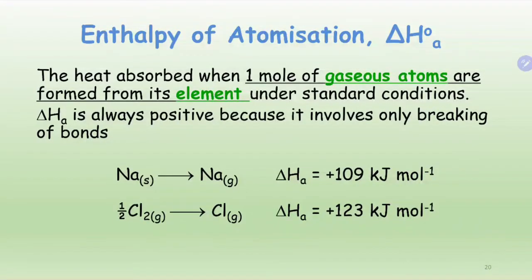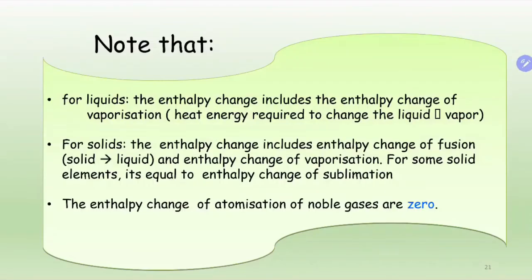Enthalpy of atomization. Enthalpy of atomization is the heat absorbed when 1 mole of gaseous atoms is formed from its element under standard condition. Delta HA, or enthalpy of atomization, is always positive because it involves breaking of bonds to free atoms from its molecule or lattice structure. Please note, enthalpy of atomization requires change in state, depending on the standard state of the element. What is important in this note is the enthalpy change of atomization of noble gases is 0 because noble gases already exist as atoms.